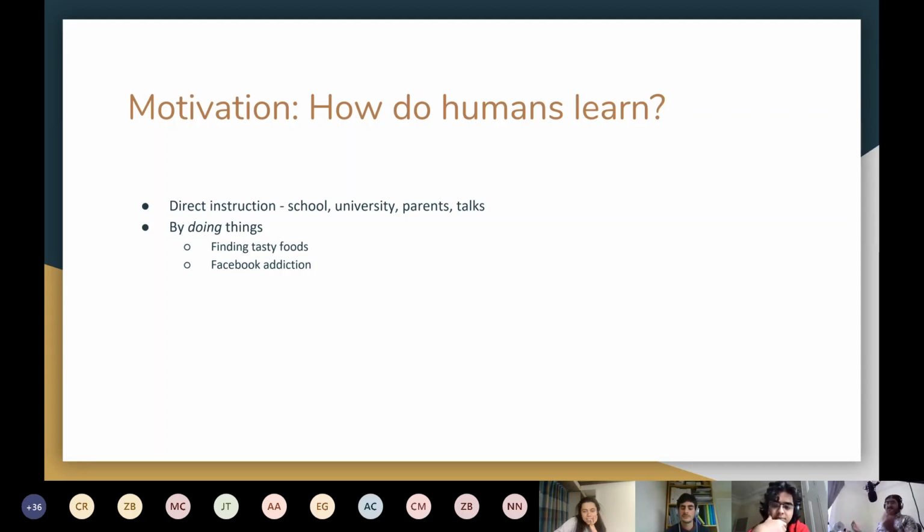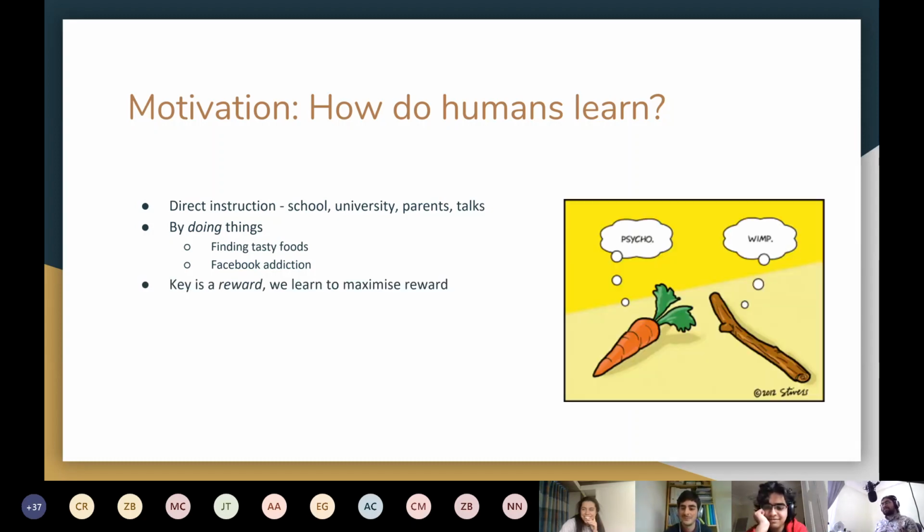This has a dark side. Say, I think a lot of people get pretty addicted to their phones and to social media and Facebook. And nobody taught you you should be addicted to these things. You just started using them, you enjoyed using them, you started using them more, and it kept going in a cycle. And this idea is the core of what reinforcement learning is.